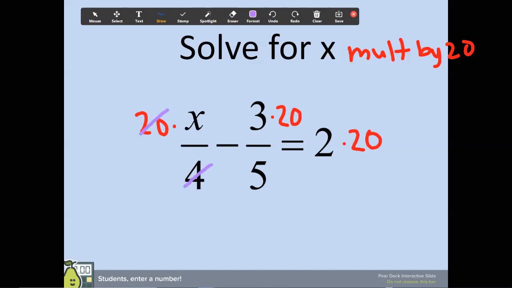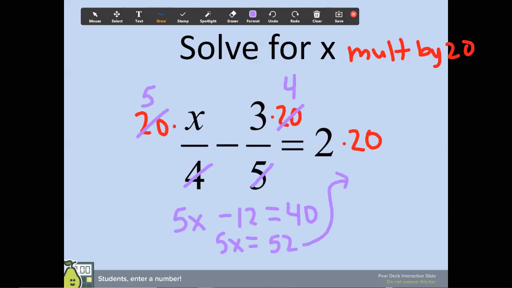So my 4 goes into this 5 times, so I'm going to get 5x. My 5 goes into this 24 times. So again, I multiply these together and get a negative 12. And over here on this side, I get a 40. Now I solve. So I am going to get 5x is equal to 52. And then I'm going to get x is equal to 52 over 5. And you can just leave it like that.